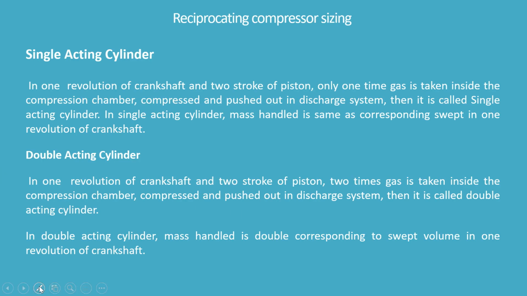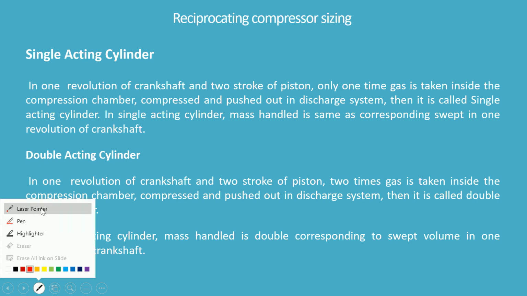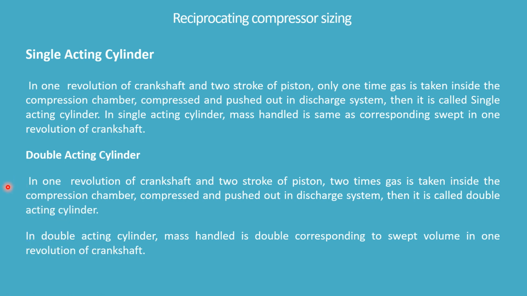Before that, let us understand what is single acting cylinder and double acting cylinder. In single acting cylinder, in one revolution of crankshaft, that means two strokes of the piston, only one time gas is taken inside the compressor chamber, compressed and pushed out in the discharge system. Then it is called a single acting cylinder.